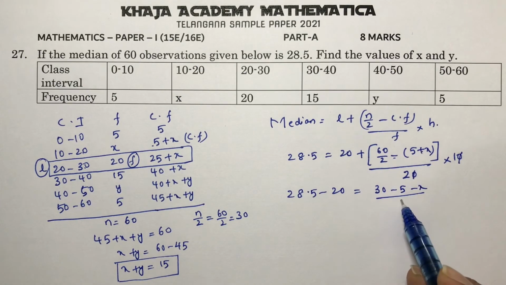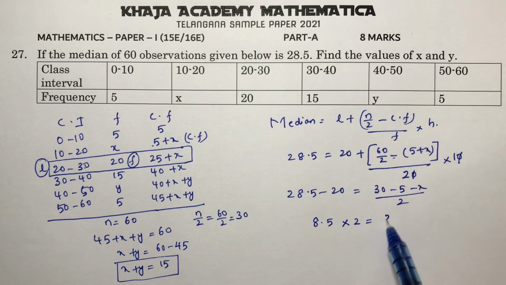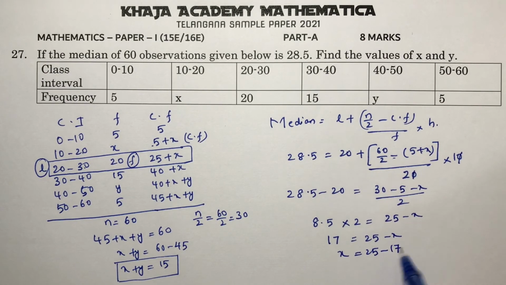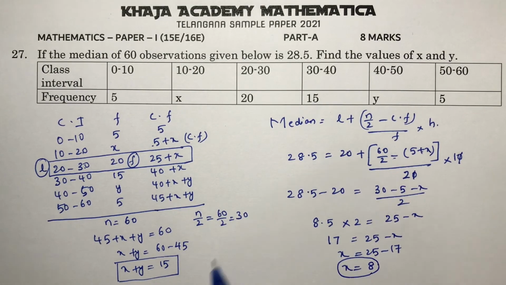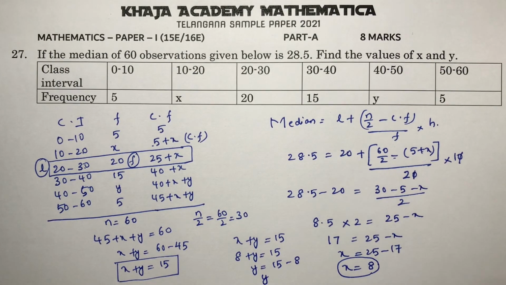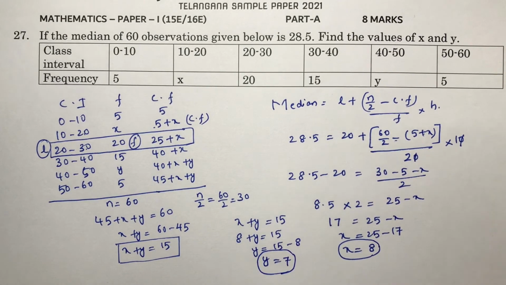Minus 5 minus into plus minus x by 2. So here you will get 8.5 into 2 is 25 minus x. 17 equals 25 minus x. So minus x bring here, 25 minus 17. So x equals 8. The value of x is 8, and see, x plus y is 15. So 8 plus y is 15. y is 15 minus 8. Therefore the value of y equals 7. x is 8, y is 7.